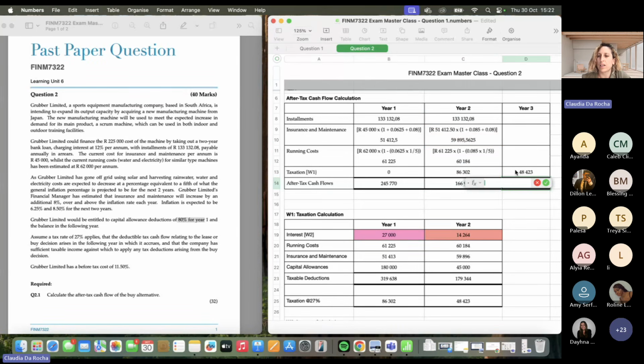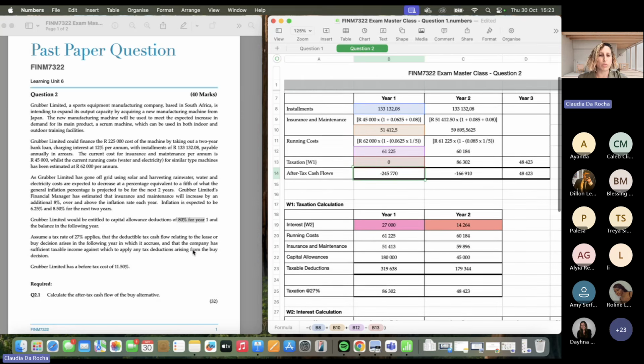And then my 48, which in essence, so this will be a negative amount. This will be a negative amount. And this will be a positive amount because of outflows. Okay, and then we've got our answer for number 2.1.